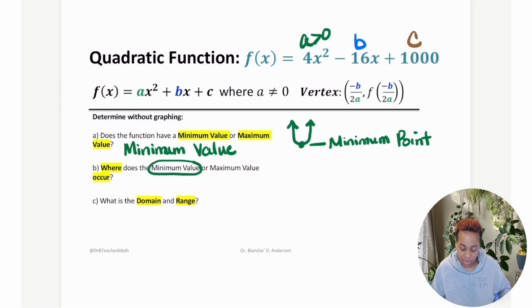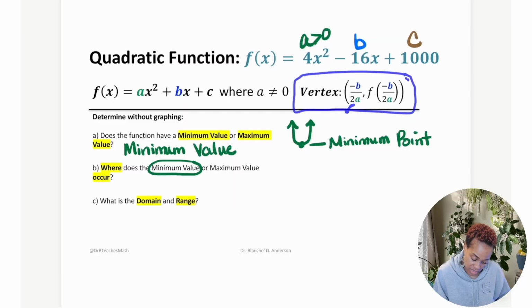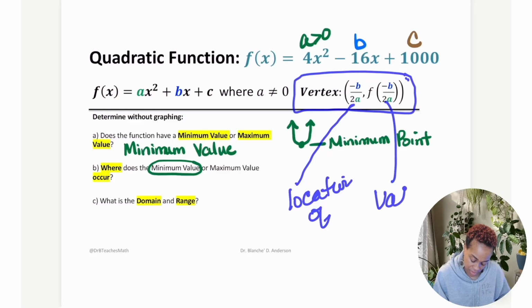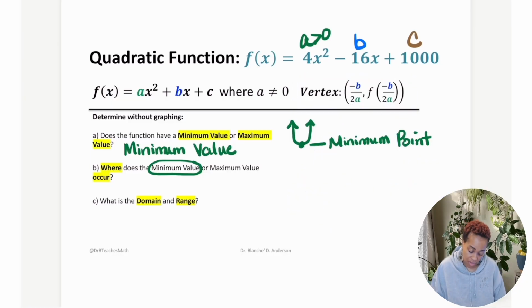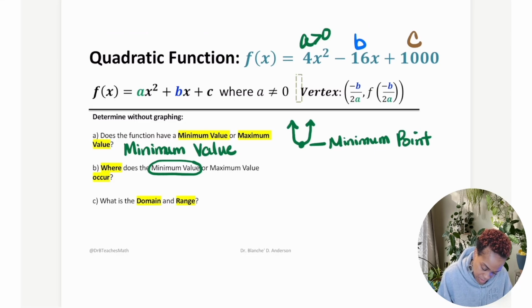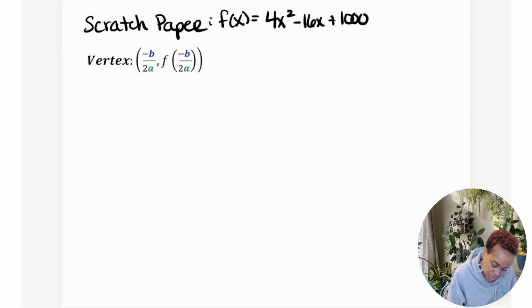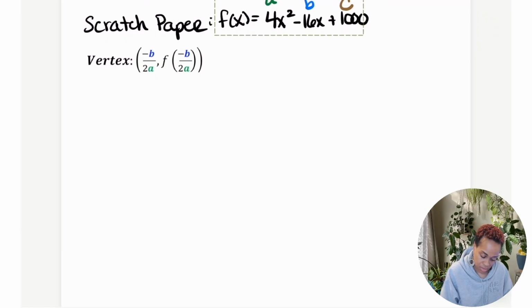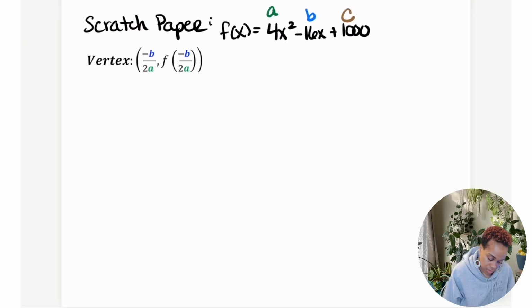Now, you're like, well, how do I figure that out? Again, if you can find the vertex, this value tells you the location of the max or min value. Okay? So the X tells you the location of it. So let's do that. Do I have scratch paper? Yes, very good. So let me copy this. So let's find the vertex. And then this is our A, this is our B, and this is our C, right? A, B, and C. Okay, so let's find this value.